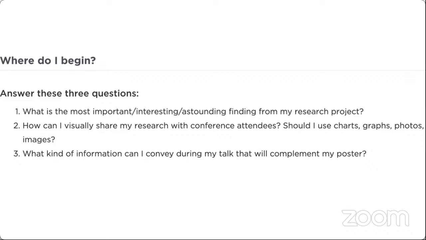So come back later, and then you start precipitating the order or the priority of extremely interesting findings in your research project. And then second, how can you actually use different visual elements like charts, graphs, pictures, and flow charts that are going to help you share that one interesting finding with the conference attendees.